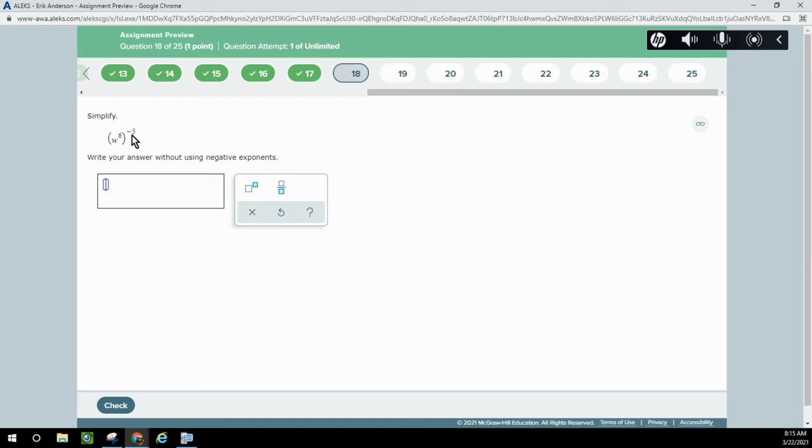W to the 6th to the negative 5th is w to the negative 30th. But we don't want a negative exponent, so we're going to have to change this to a fraction. 1 divided by w to the 30th. That's our negative exponent rule.